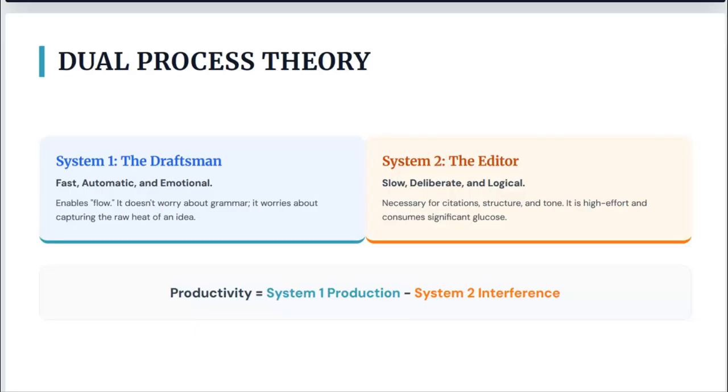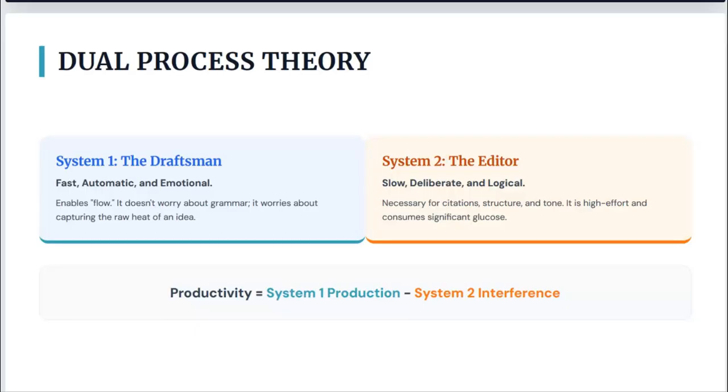Fast, automatic, emotional. Does that sound like anything that you might have heard from Amos Tversky? I think yes. So it enables flow. It doesn't worry about grammar. It worries about capturing the raw heat of an idea. And then System 2 is the editor.